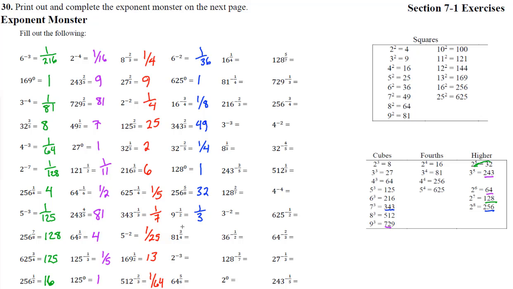81 to the 4/3 power. So we're going to fourth root 81. 81's right here in the fourths. Fourth root it is 3 to the 3rd power. Cube it is 27. Does not go on the bottom.